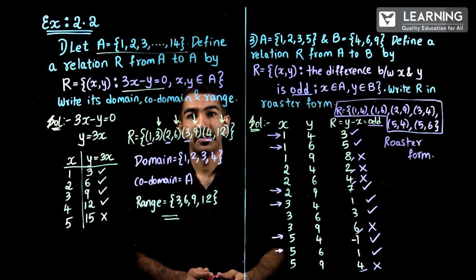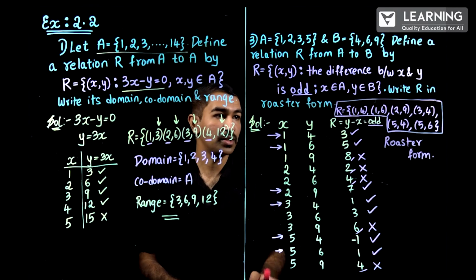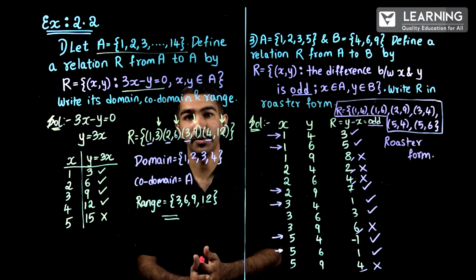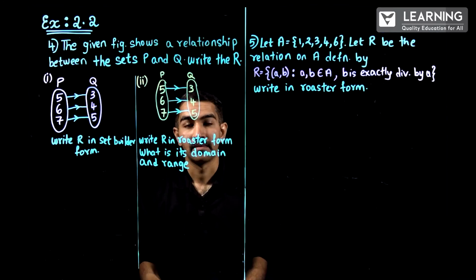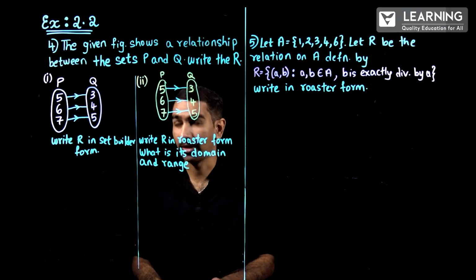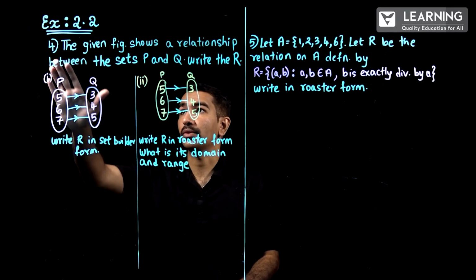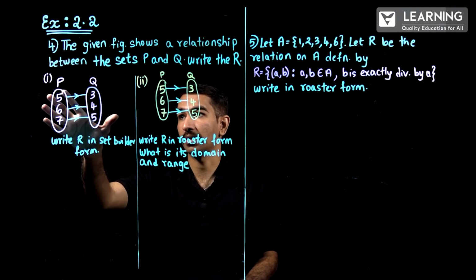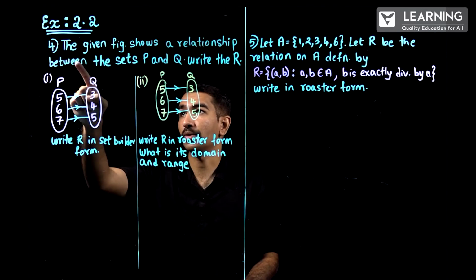Understood? So these are the first 2 questions from exercise 2.2, class 11th mathematics. Moving on to the next question, students. Same exercise 2.2, 4th question, and this 4th question has 2 sub-questions, sub-question number 1 and number 2. So read the question here.